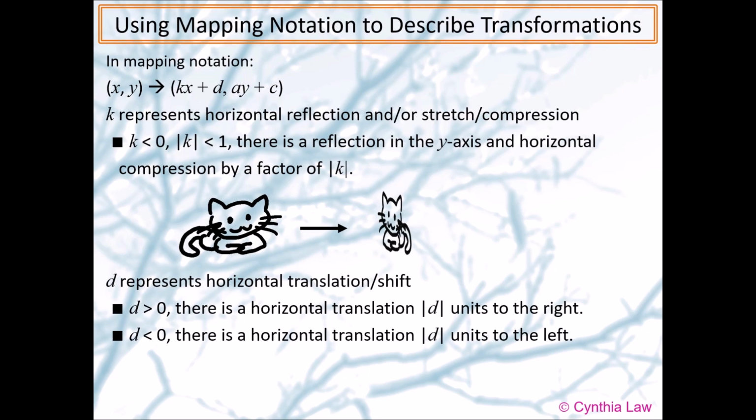When d is less than 0, which means d is negative, then the object is going to move to the left. And we say that there is a horizontal translation, and we use the absolute value of d because d is negative this time. And then the negative symbol is represented by the word left. If it's positive, it's right. If it's negative, it's left.